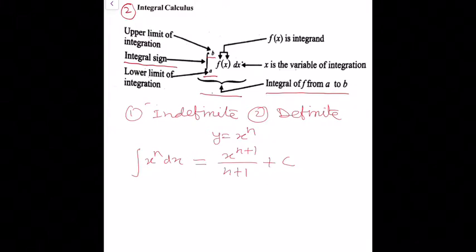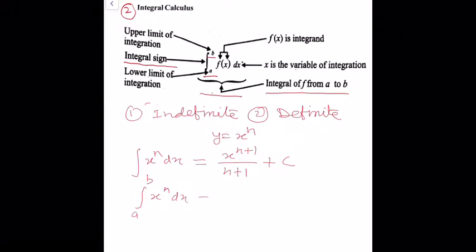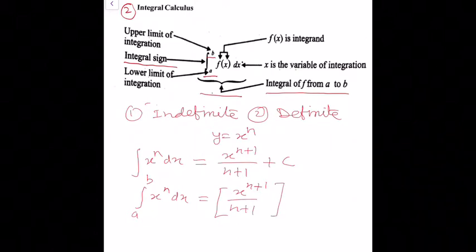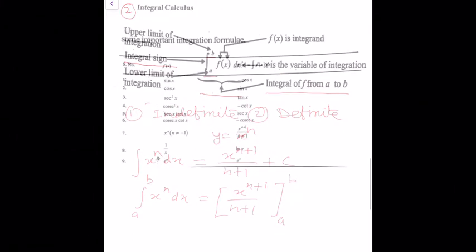But in definite integration, we write the lower limit to the upper limit, from A to B, x^n dx. After integration, x to the power n plus 1 upon n plus 1, with limit from A to B.